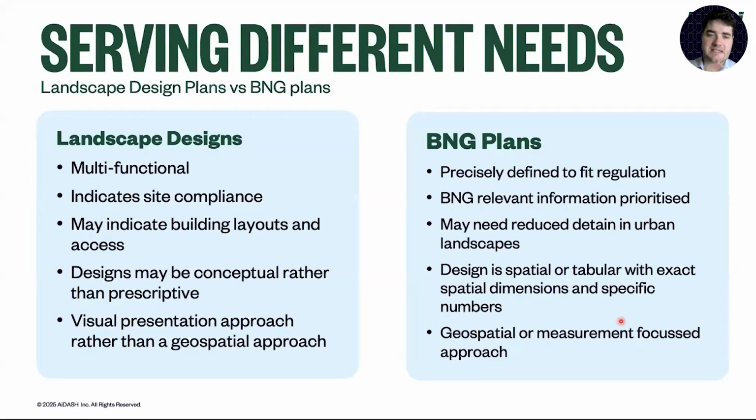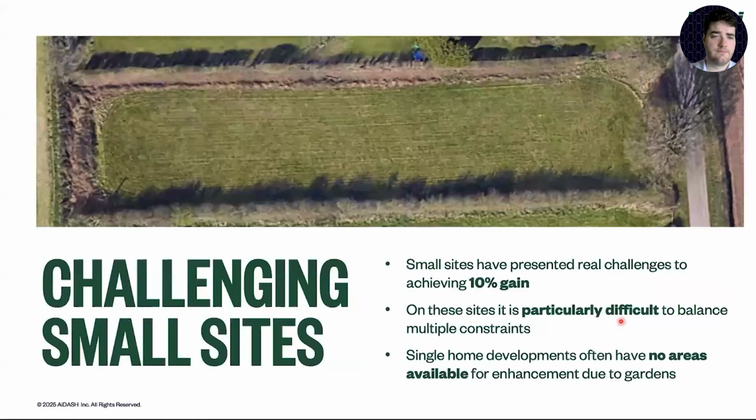In BNG, the design is explicitly spatial or tabulated. We want exact spatial dimensions. We want numbers of trees. We want other details like that that are specifically defined. And this is supposed to be literal measurement as much as possible, and geospatial, focused on spatial accuracy. And these two approaches, as you can see, have different value, different needs, things like that.